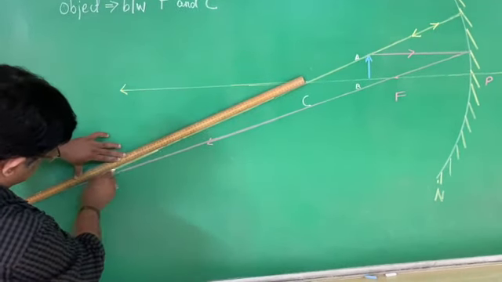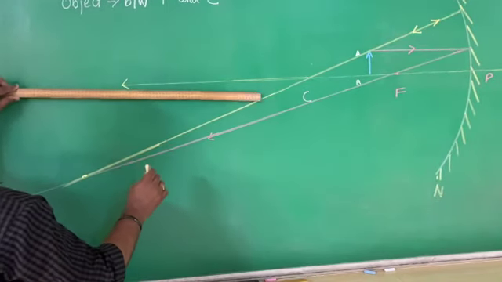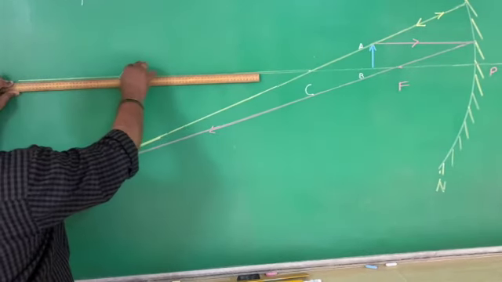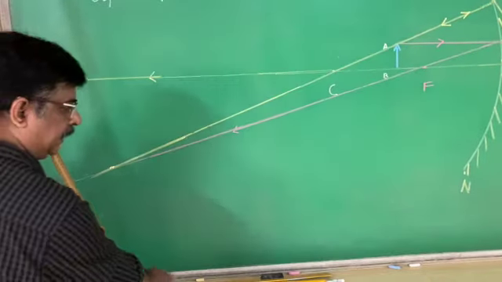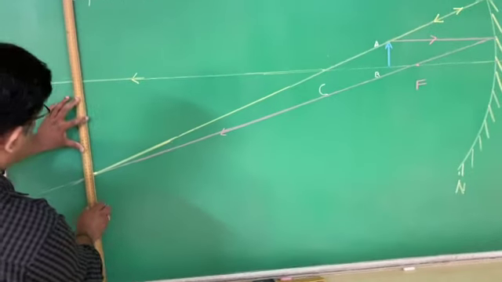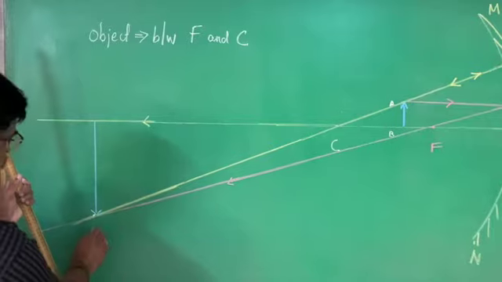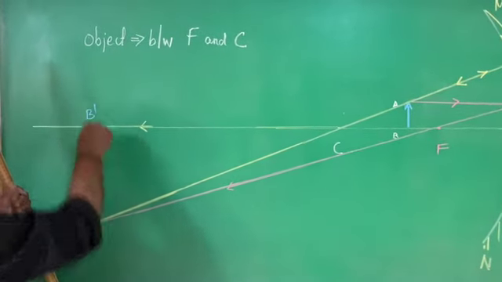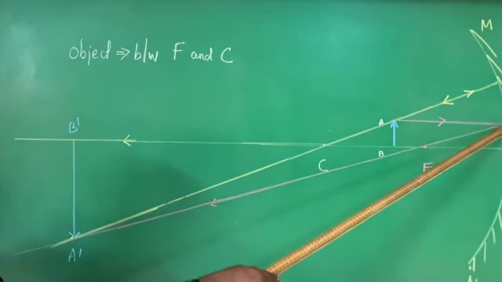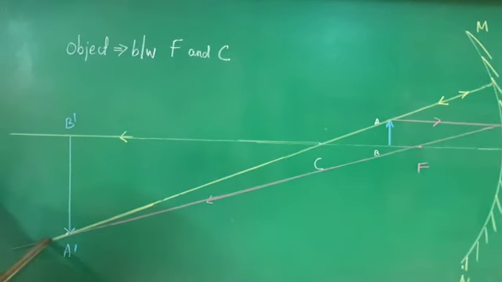See, both intersected here. I extend the principal axis also. Both intersected here. Here I am getting the image. This is the point of intersection of two reflected rays, A dash, B dash. See, the ray of light which is parallel to the principal axis, after the reflection passes to the principal focus and it continues like this.